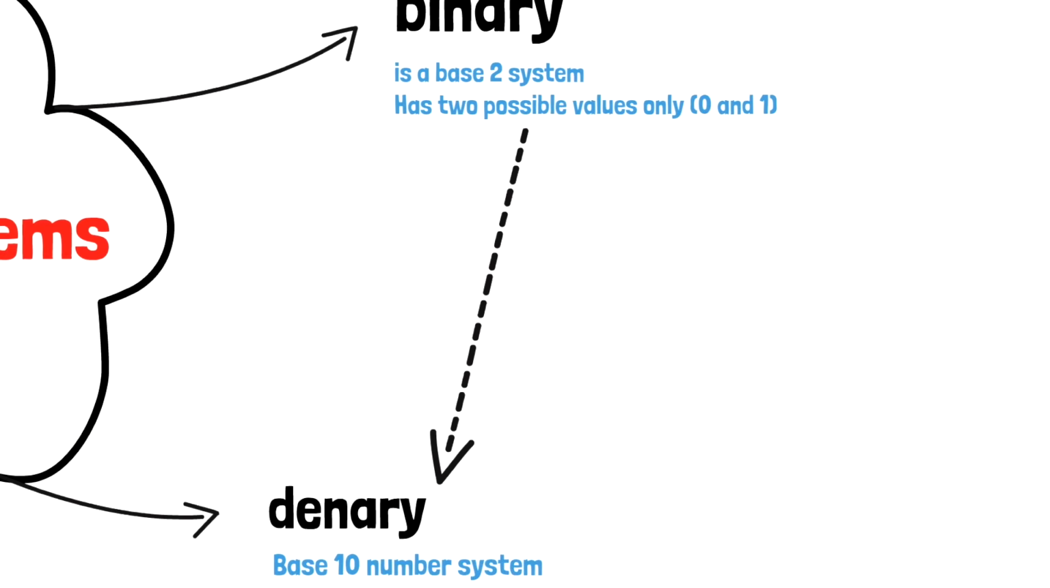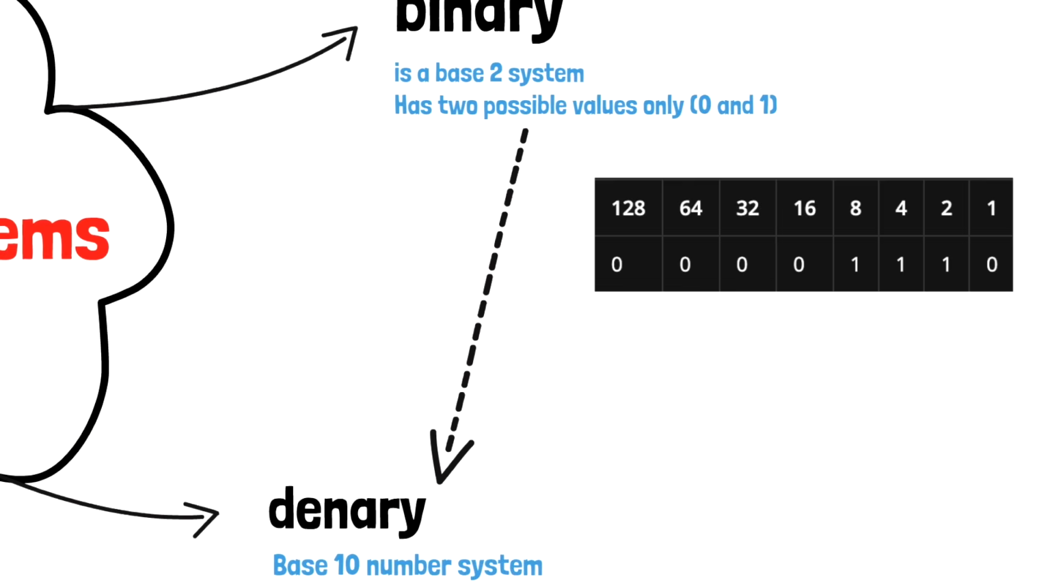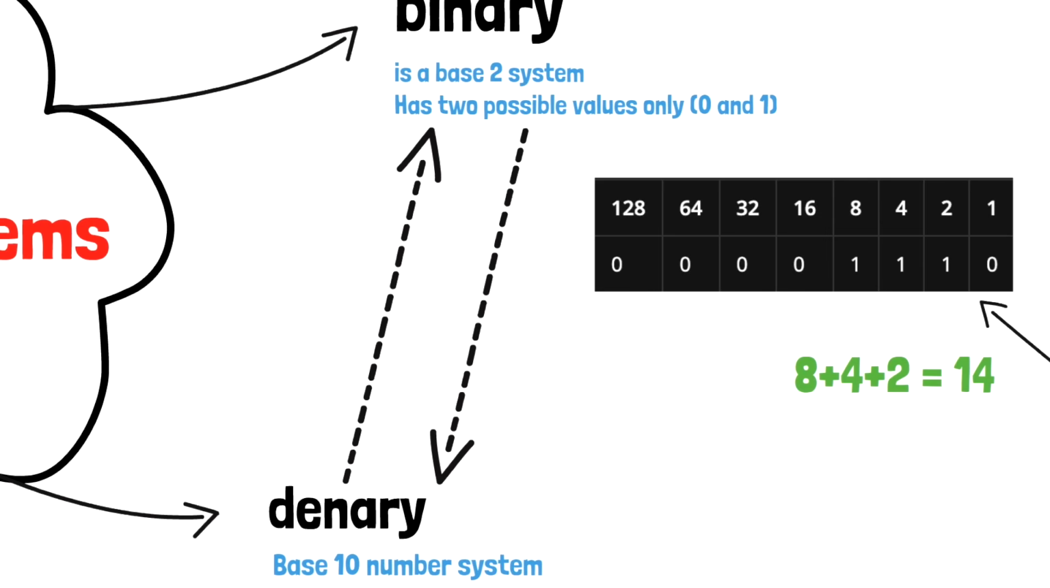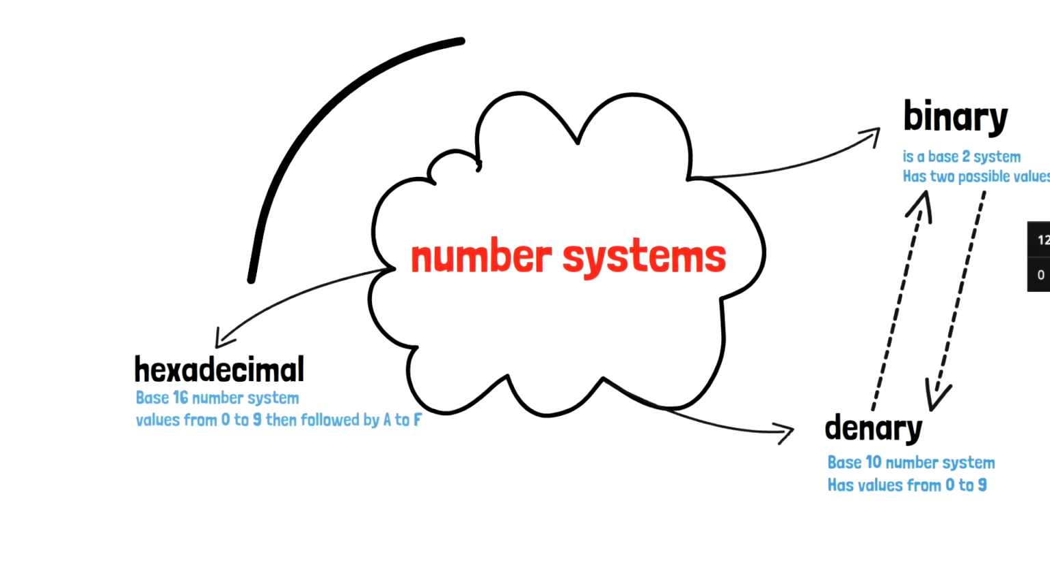To convert from binary to denary, we use this table. The row below is the binary number. Everywhere there is a 1, we add it up. So in this case, 8 plus 4 plus 2, giving us 14 as denary. To convert from denary to binary, we do the opposite and find the combination to make our denary number.